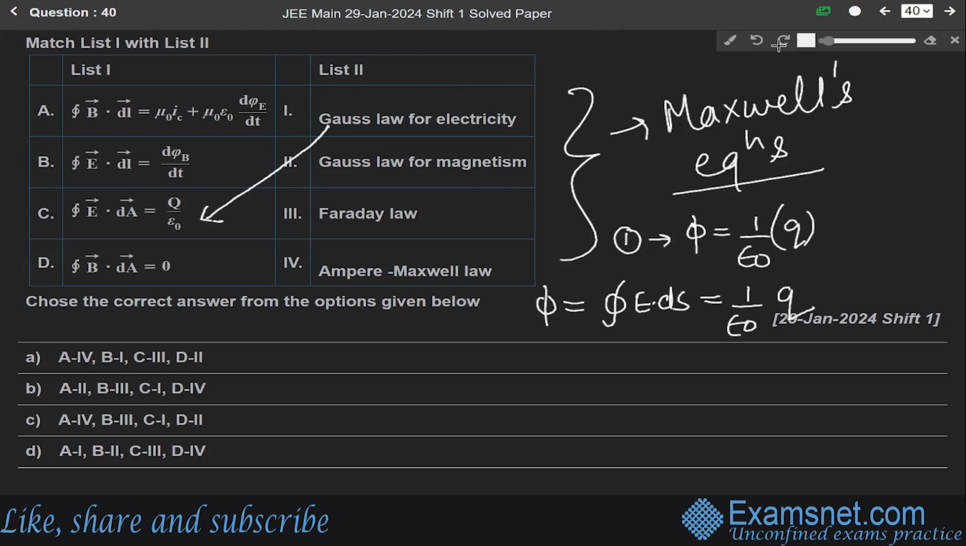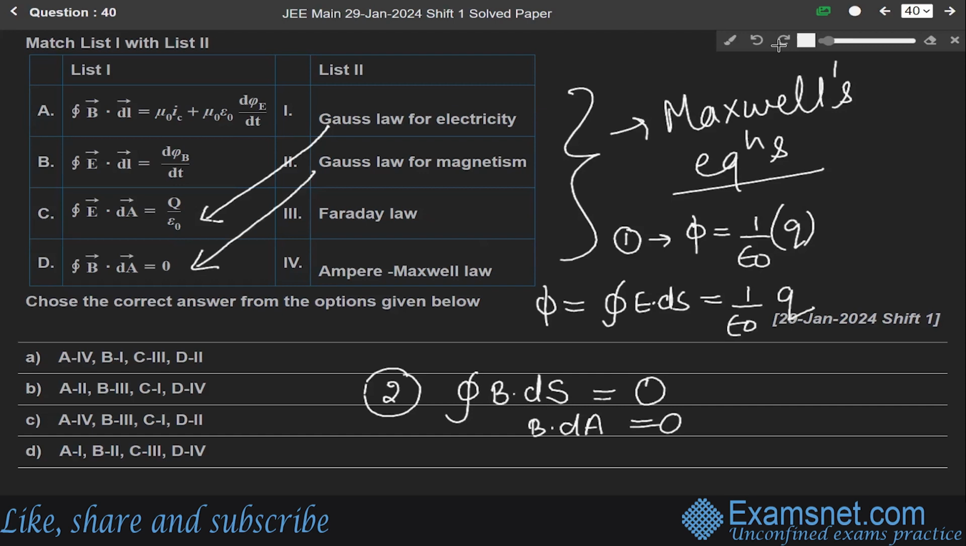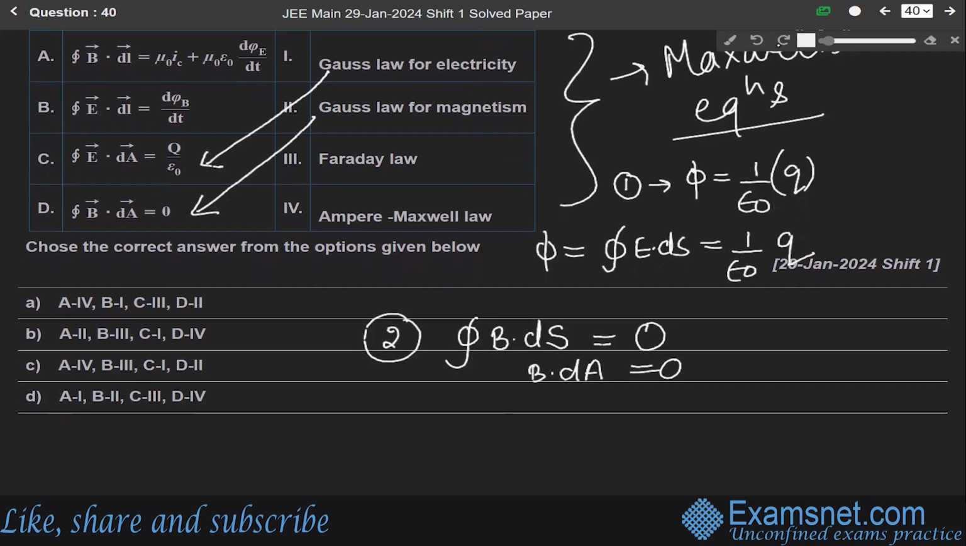Okay. Now, this was the first Maxwell's equation. The second Maxwell's equation says that the integration of B dot ds, meaning the magnetic flux passing through a closed surface, is equal to 0, meaning B dot dA is equal to 0. So Gauss law in magnetism, the second, will match with D.